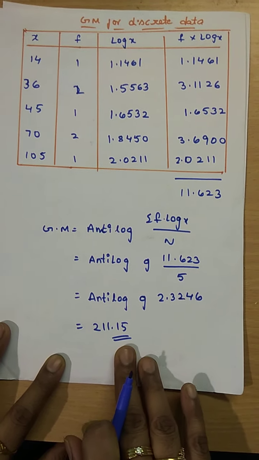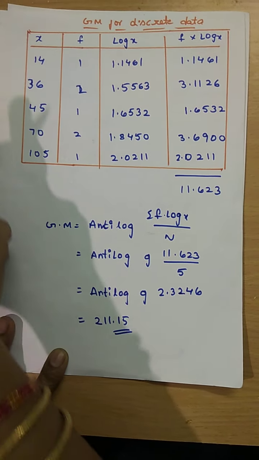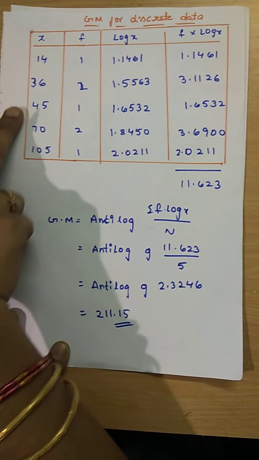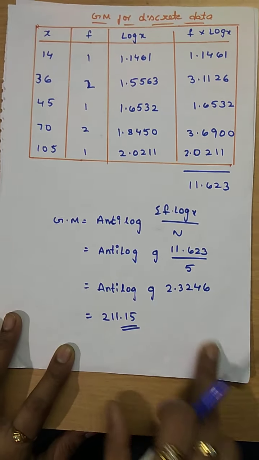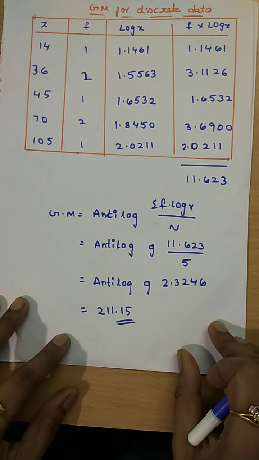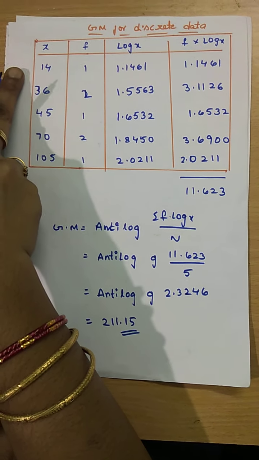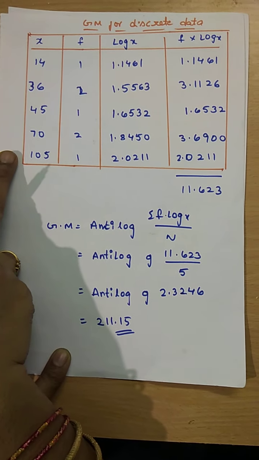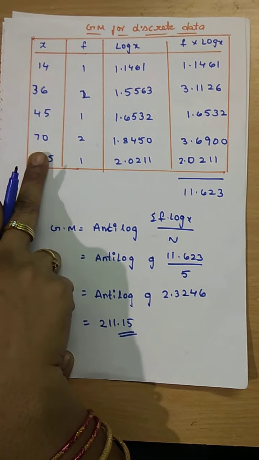We can find the geometric mean of a continuous series also. Continuous series means class intervals will come, so we need to find the midpoints. After that the process is the same, which is why I did not do any problem on continuous series. Both formulas are the same. Only here we need to find the mid values: lower limit plus upper limit, divided by two, so that we get the x values from the class frequencies.